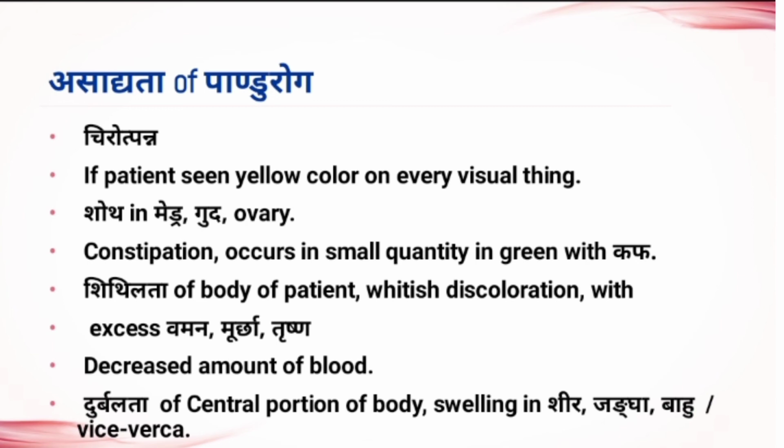Decreased amount of blood in that patient. When you see the whitish discoloration, we can't imagine how fair the patient is going to turn out. That much whitish discoloration will be there, due to the considerably decreased blood. This is asadhyata lakshana. And durbalata of the central portion of the body will be there. He can't tolerate the pain, or he isn't able to sit in a proper manner. And swelling will be there in shira, janga and bahu. And vice versa, if there is durbalata of shira, janga and bahu, and swelling in the central portion of the body, then it is also considered as asadhya lakshana of Panduroga.